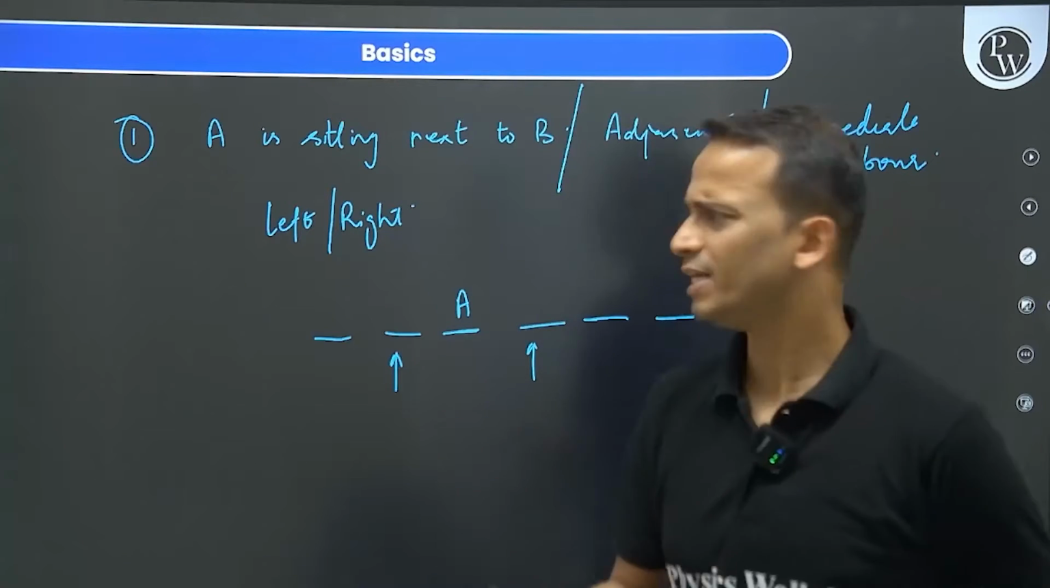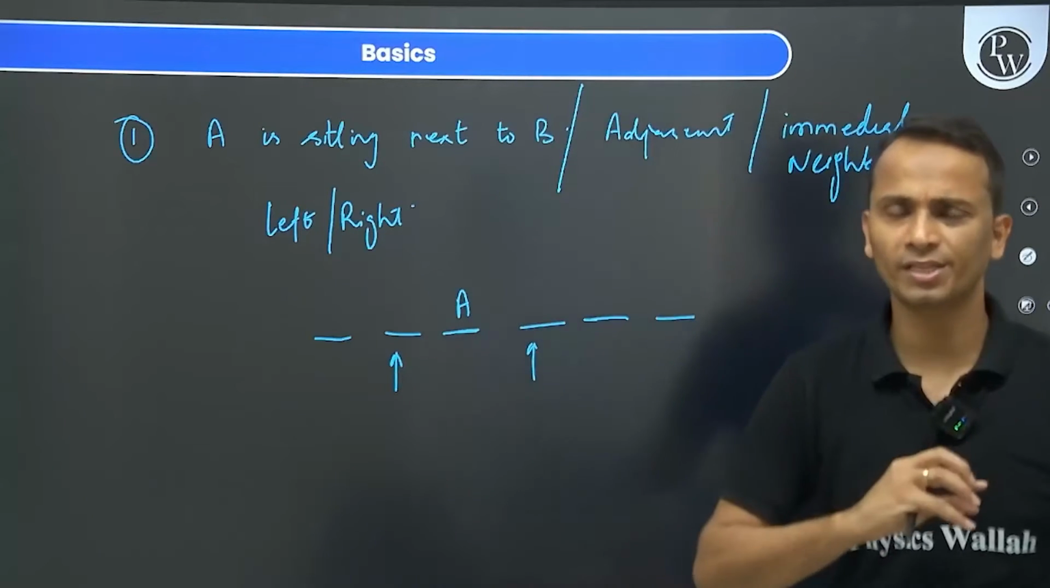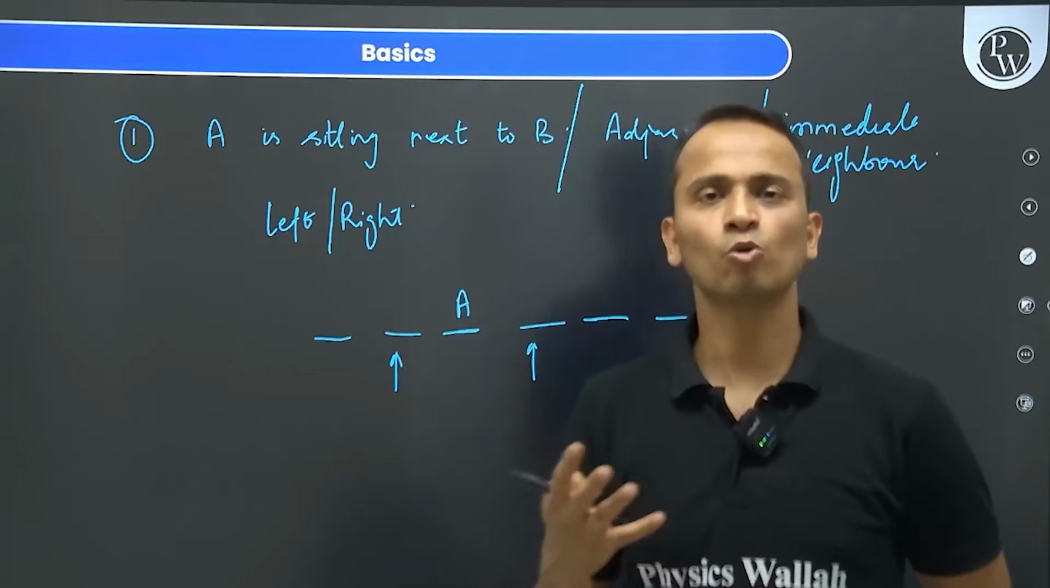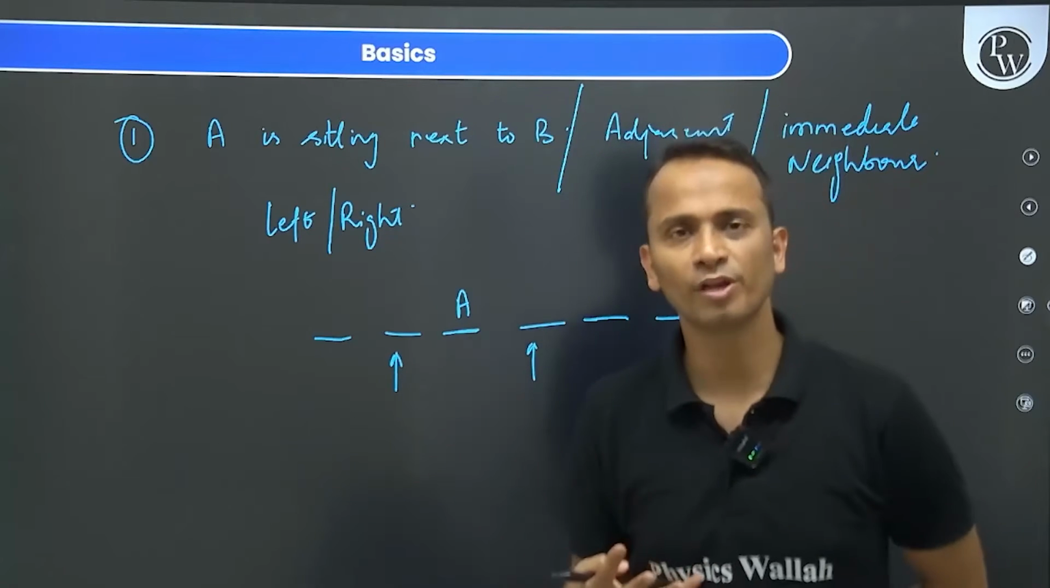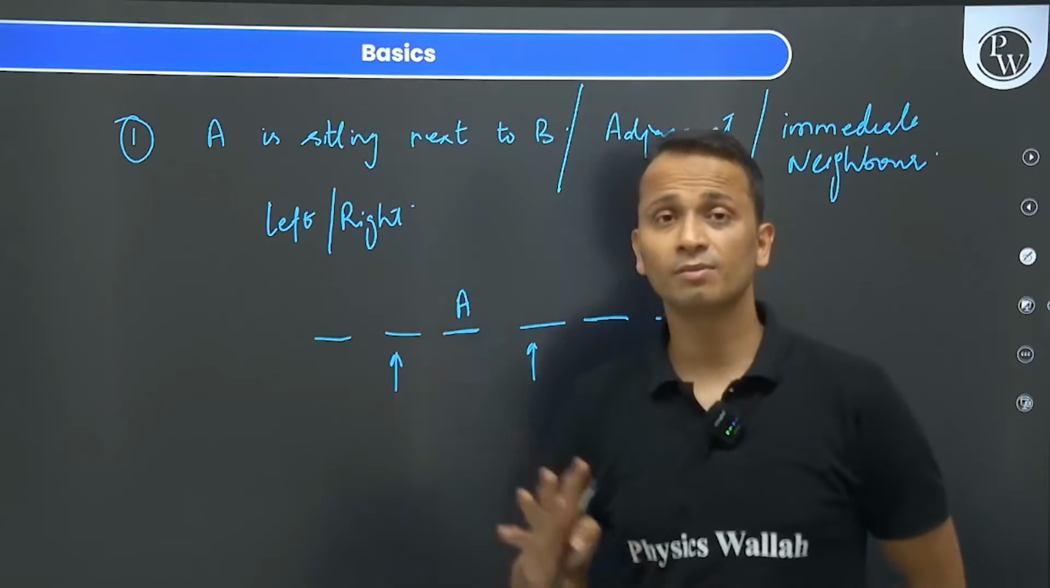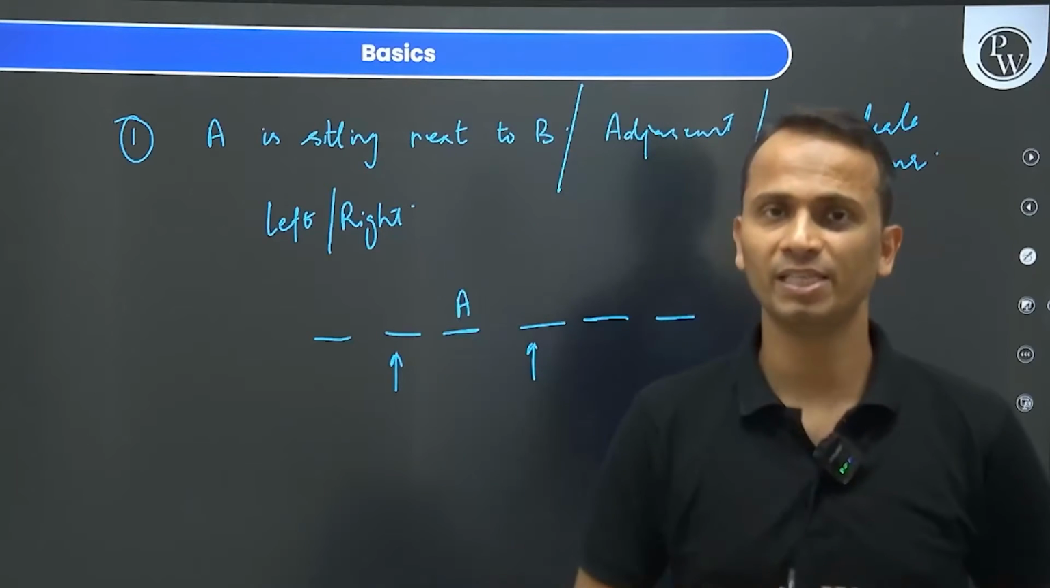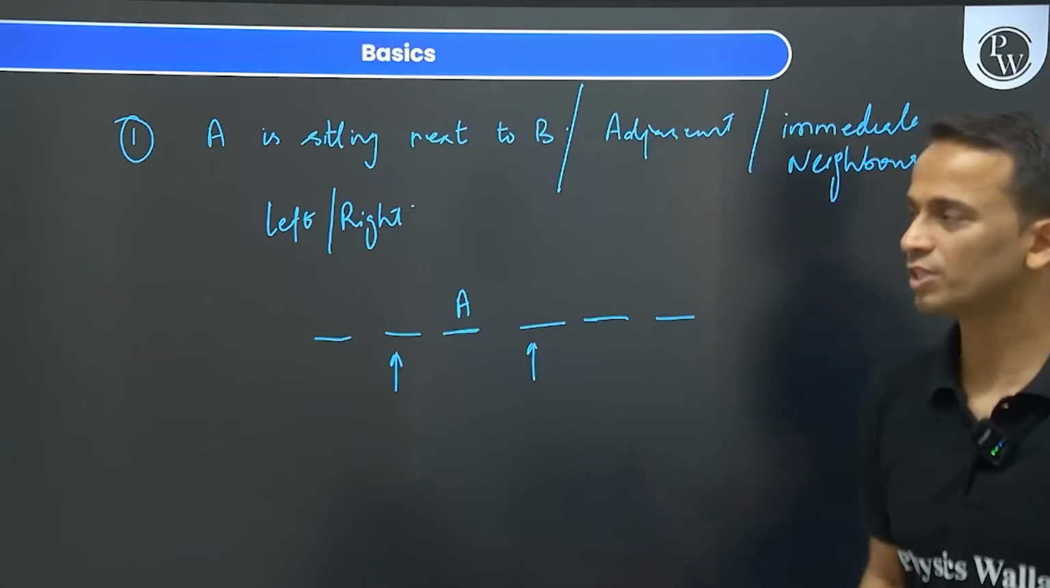So A next to B का meaning है in which A and B will sit together. अब इनमें से कोई भी लेफ्ट में हो सकता है, कोई भी राइट में हो सकता है. Then some more information will be required to put B at its exact place. Okay, so this is one of the statements.